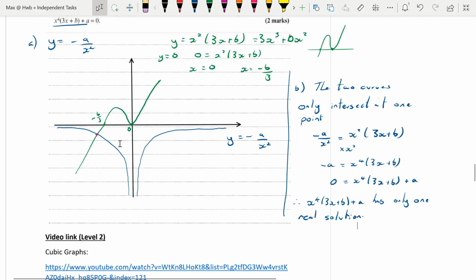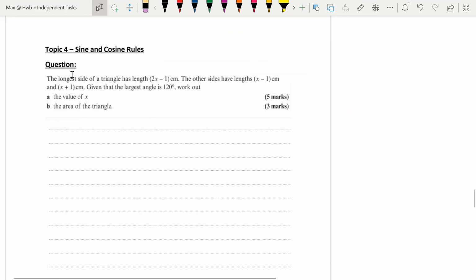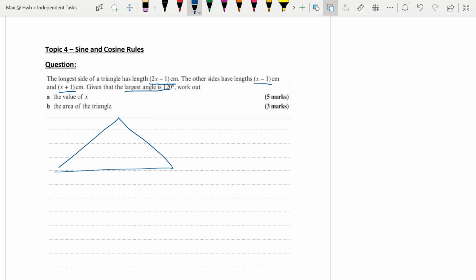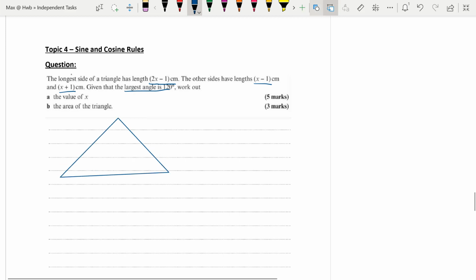Okay, so we've got 2 more questions to go. For question 4, we've got sine and cosine rules. It's not something that's drawn for us, but we can draw it ourselves now. So I've got the longer side of the triangle is 2x minus 1. The other sides have lengths of x minus 1 and x plus 1, and then the largest angle is 120. So if I draw out roughly what this might look like, I've got a triangle like that. Okay, there's my triangle.